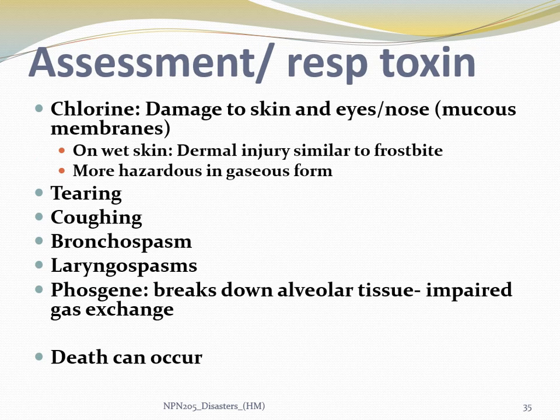The assessment is going to be for chlorine. There'll be damage to the skin and eyes and nose, the mucous membranes. On wet skin, the dermal injury is similar to a frostbite. Okay, it is more hazardous in the gaseous form. They will have tearing, coughing, bronchospasms, laryngospasms. Phosgene breaks down alveolar tissue, impaired gas exchange. Okay, death can occur with inhaling these respiratory toxins.